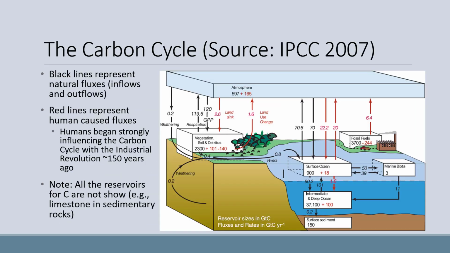Here's a great view of the carbon cycle on Earth that shows reservoirs and the fluxes. The black lines represent natural fluxes, whether that be inflows or outflows. The red lines represent human-caused fluxes. Humans began strongly influencing the carbon cycle with the Industrial Revolution about 150 years ago. Note that all the reservoirs for carbon are not actually shown on this image. For example, the limestone in sedimentary rocks is left out because it isn't as relevant to the short-term carbon cycle.